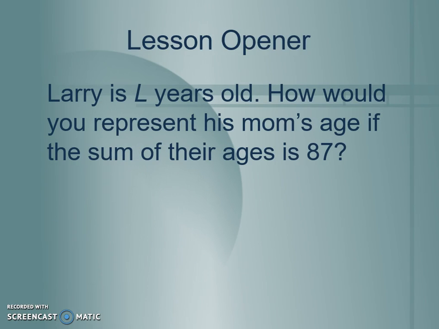Larry is L years old. How would you represent his mom's age if the sum of their ages is 87? Well, we know that Larry's age plus his mom's age equals 87. So if we want something for just his mom's age, just subtract L from each side, or we could say 87 minus L. That would be mom's age.